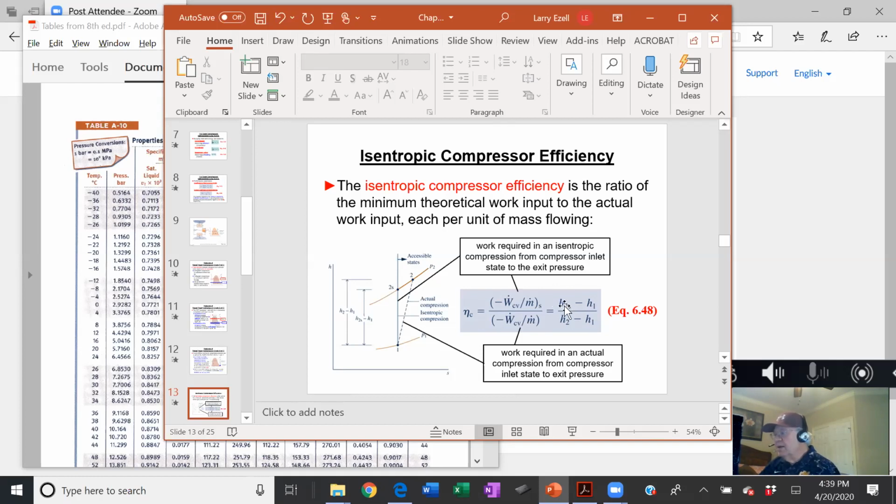I always have to think about this. I don't like to depend on the formula. I like to write it out and think it out. Which one of these is the numerator and which is the denominator, without looking at a formula? Well, I know I'm dealing with a compressor, and the isentropic work, the theoretical work, is going to be less than the actual work I have to put into it. So the isentropic number is smaller, so it goes in the numerator. The actual work is larger, so it has to go in the denominator.